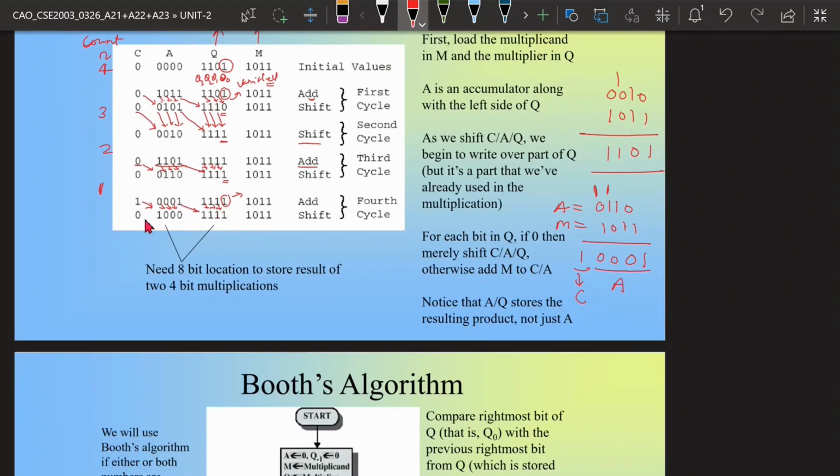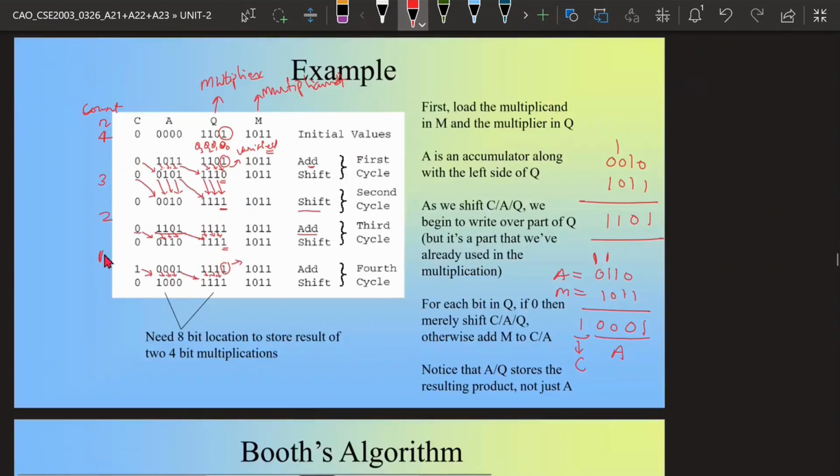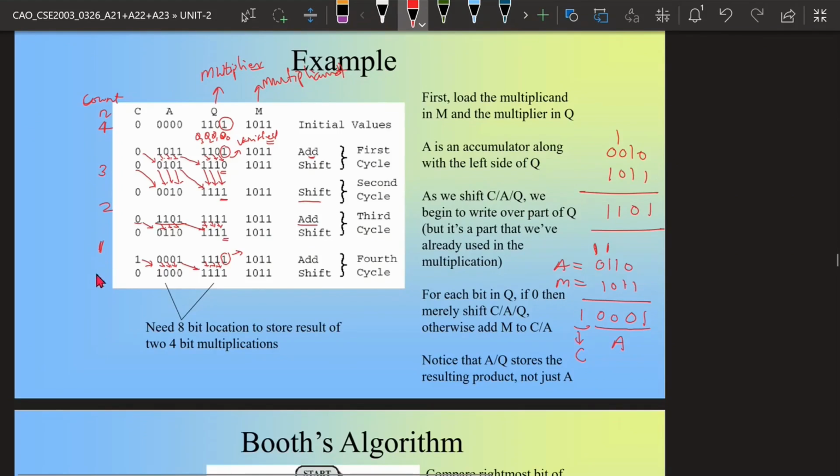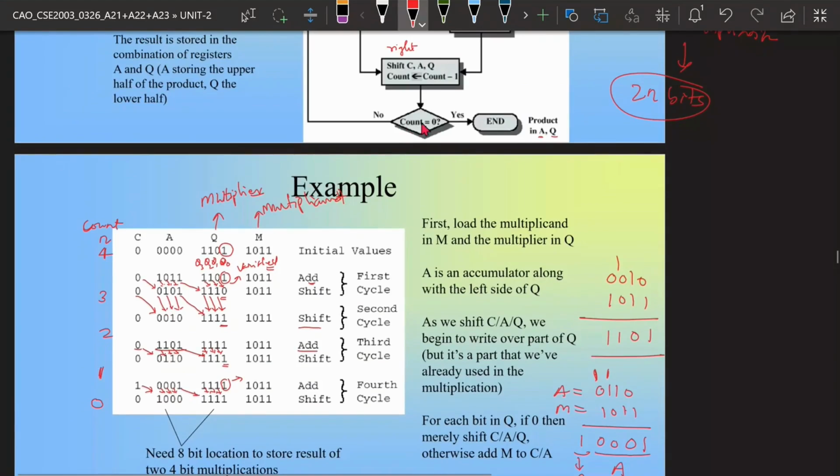So at that time, once it is shifted, it is going to reduce the count value. So count value is 1. Now the count value is 1 minus 1 is 0. Once it is 0, it is going to check whether count value is 0. If it is yes, this time it is yes. So if it is yes, it is going to end. Now the end will be there.